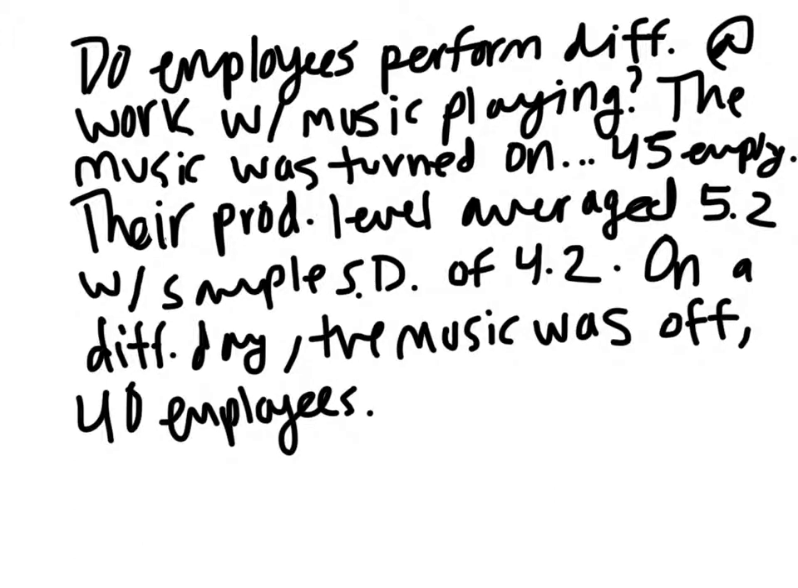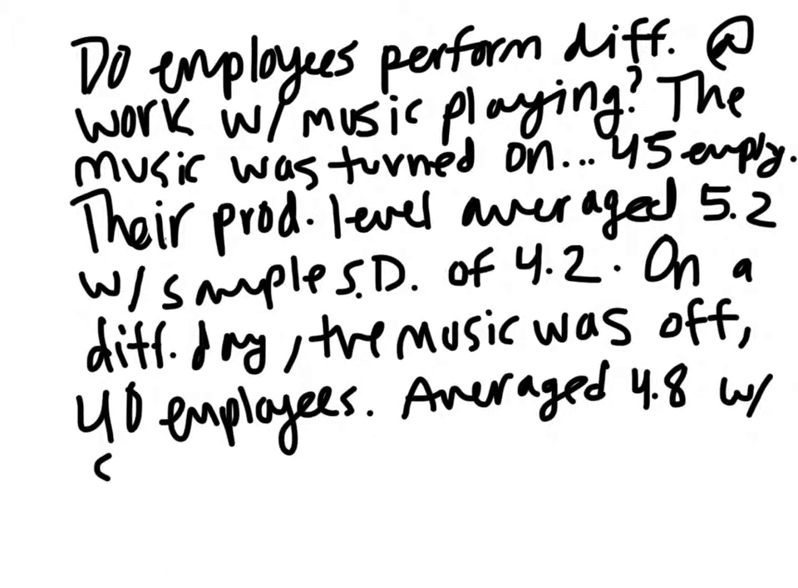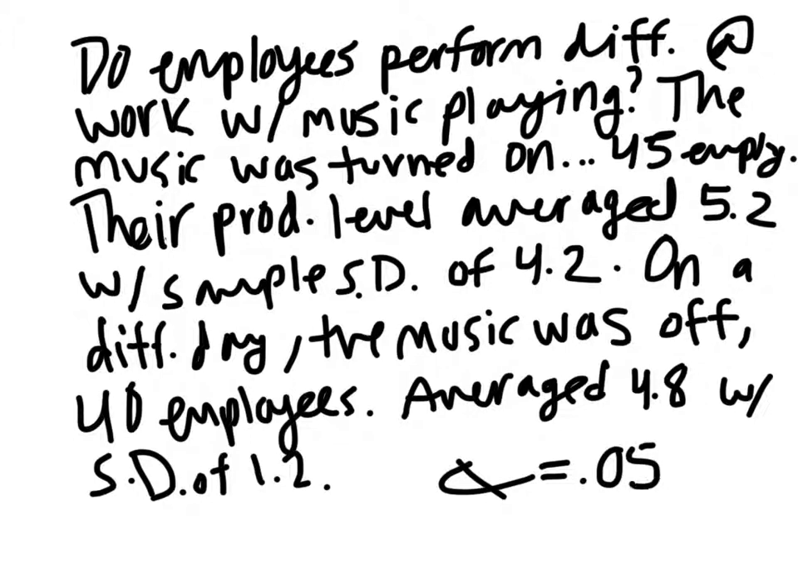So that's going to be your second n, your n2 is going to be 40. So on that day, their productivity level, they averaged 4.8 with a standard deviation of 1.2. So our question is, can we conclude that the productivity level is different at the 0.05 level? So that'll give us our alpha, 0.05 level. And we're assuming the population variances are unequal, and we're going to use a confidence interval to solve.